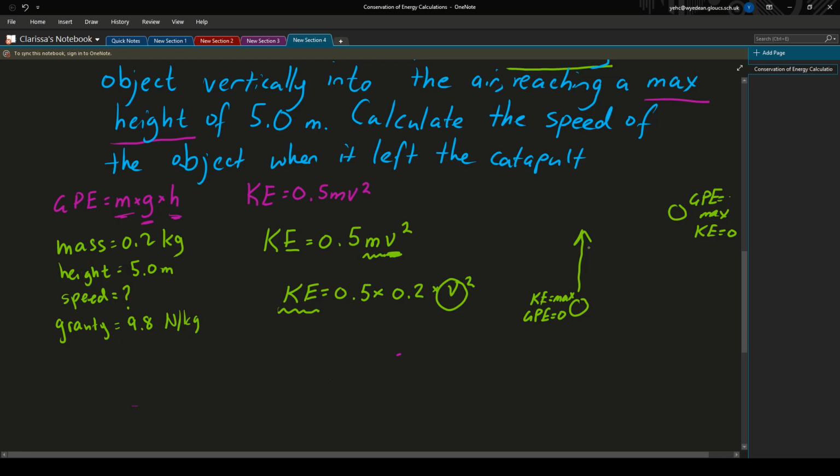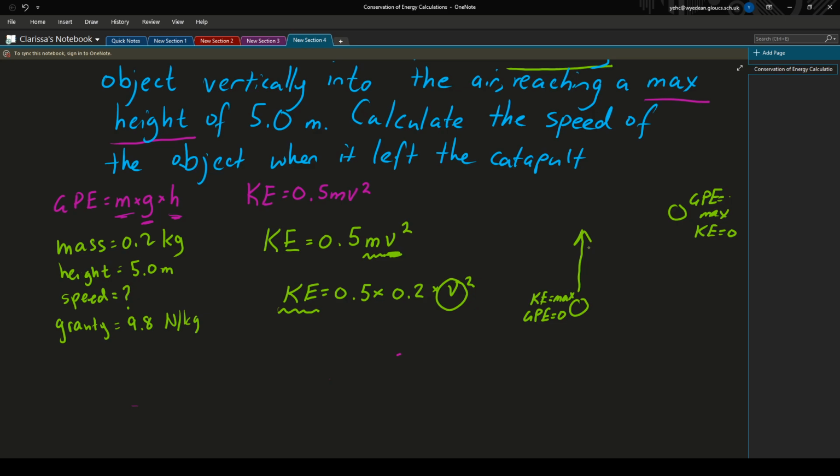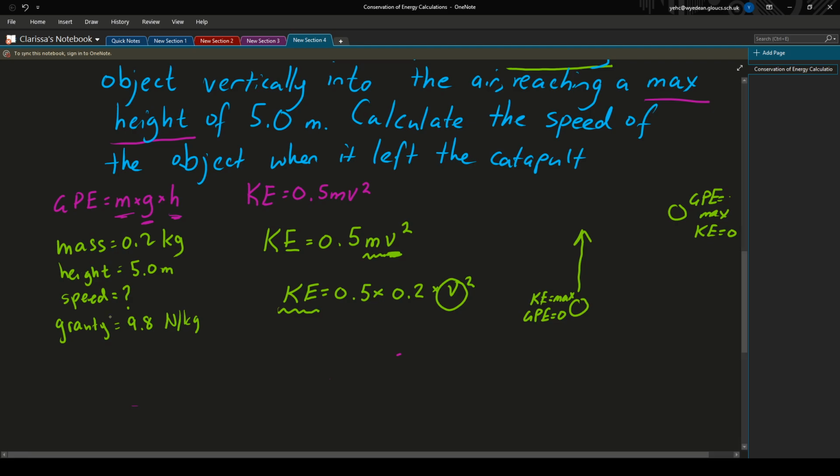Because gravitational potential energy was gained, its energy was transferred from its kinetic energy store. So if I calculate how much gravitational potential energy was gained, I would know how much kinetic energy it had at the start, because then I know how much kinetic energy was lost. So I have everything I need for the MGH equation.